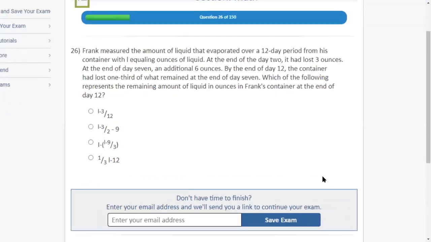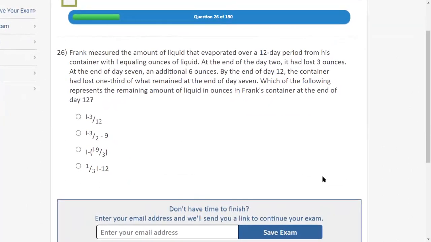So now you can see. Zoom in. Okay. Frank measured the amount of liquid that evaporated over a 12-day period from his container with L ounces of liquid. At the end of day two, he had lost 3 ounces. End of day seven, an additional 6 ounces. By the end of day 12, the container had lost one third of what remained at the end of day seven. Which of the following represents the remaining amount of liquid in ounces in Frank's container at day 12?